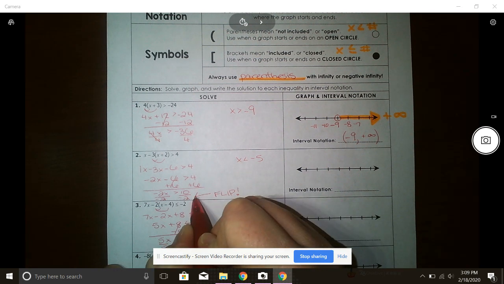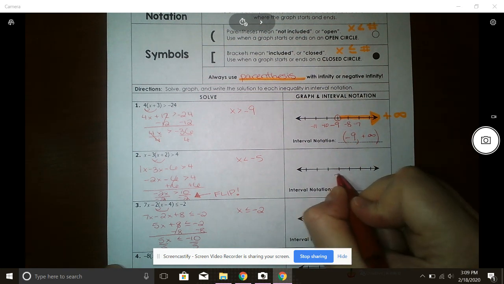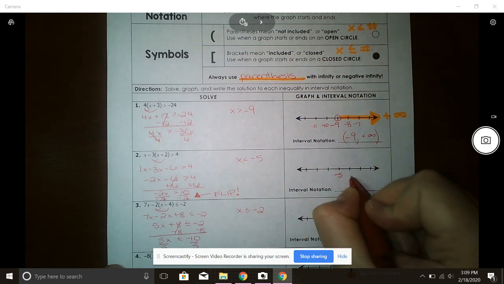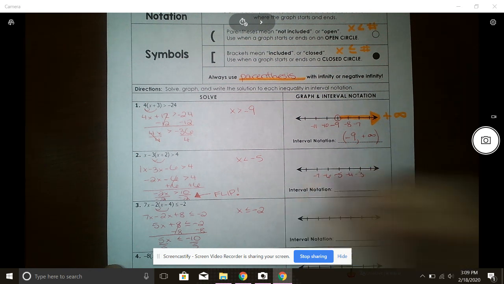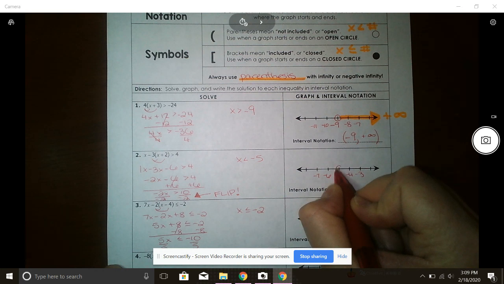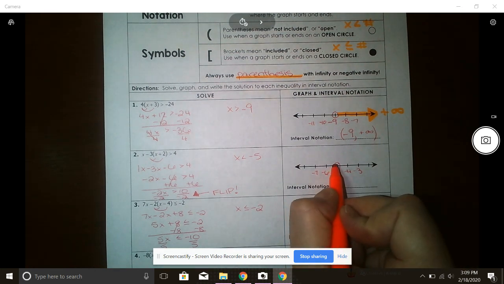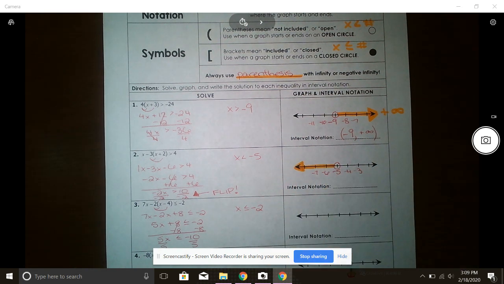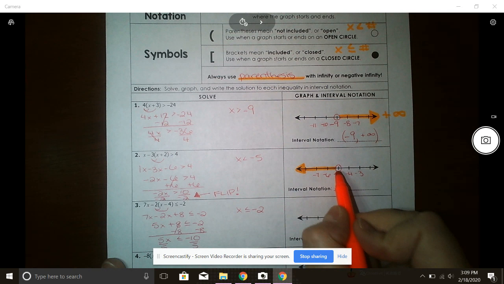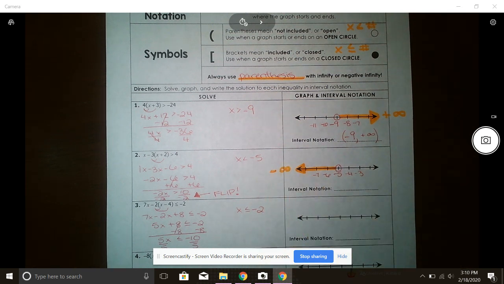Be careful, I had to flip the inequality here because I divided with a negative. So build my number line, negative 5, negative 4 and negative 3 are bigger, negative 6 and negative 7 are smaller. I need an open dot. It's not equal to negative 5. It's only less than, so I'm shading to the left. This symbolizes headed towards negative infinity. I'm just going and going and going more and more negative.